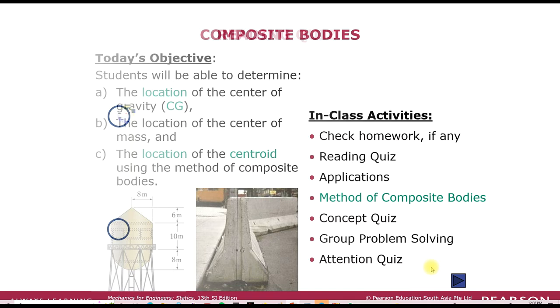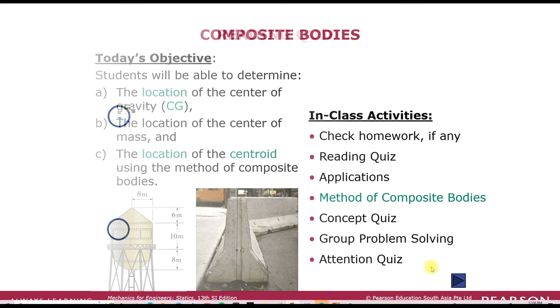So we sum the moments, for example, at the y-axis. The distances here are x1 for W1, x2 for W2, to the y-axis. Then the moment of the resultant force WR is equal to the summation of x1 W1, x2 W2, and so on, up to an infinite number of particles or bodies, n, with weight Wn, where x1 represents the moment arm for W1, x2 for W2, and so on.